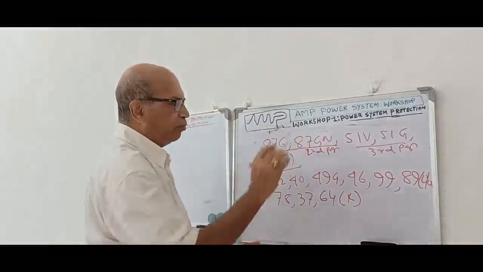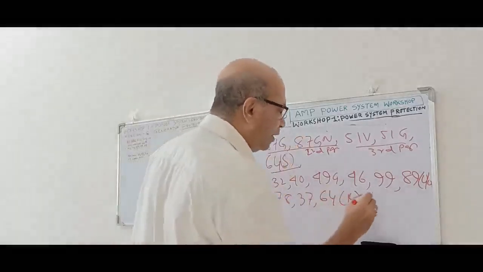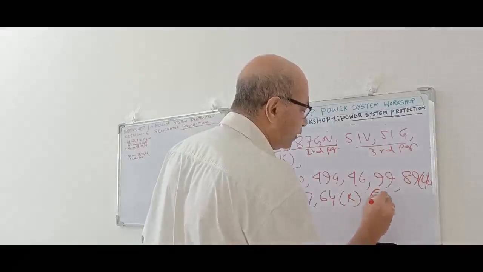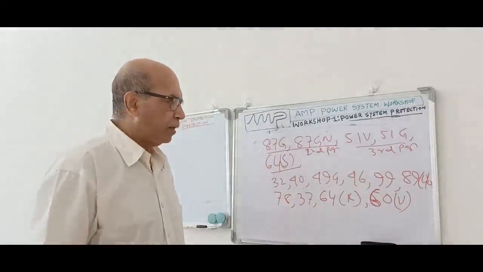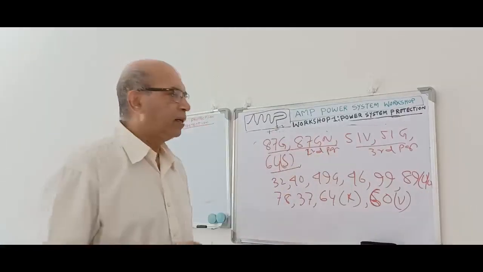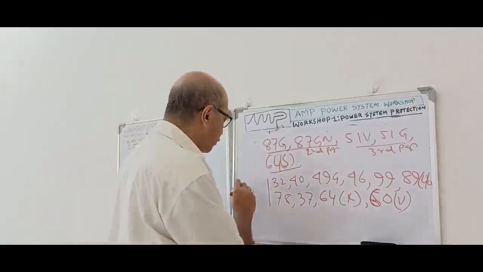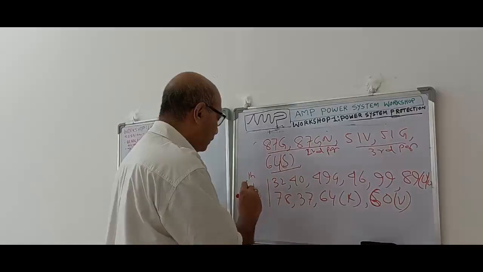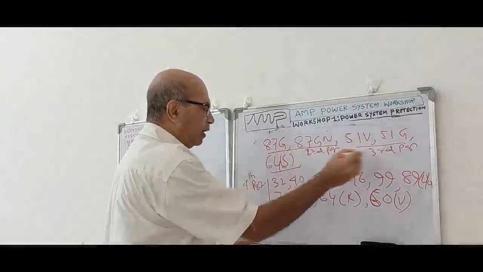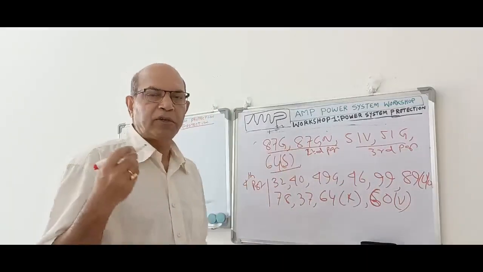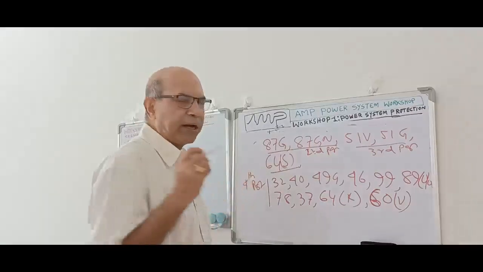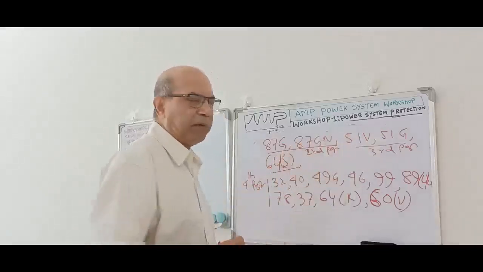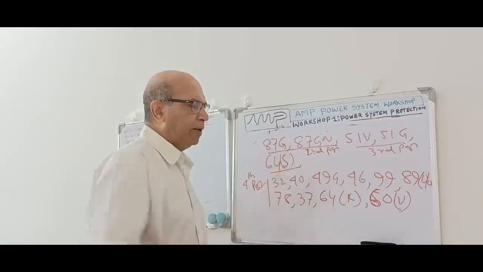So these are the various protection functions. Then we have also discussed 50V and 60V. 60V is PT supply failure. All these functions we discussed in the fourth part. In the first part we discussed generator construction. If anybody has missed out, please go to the respective part so that you can get an idea about the various protection functions.